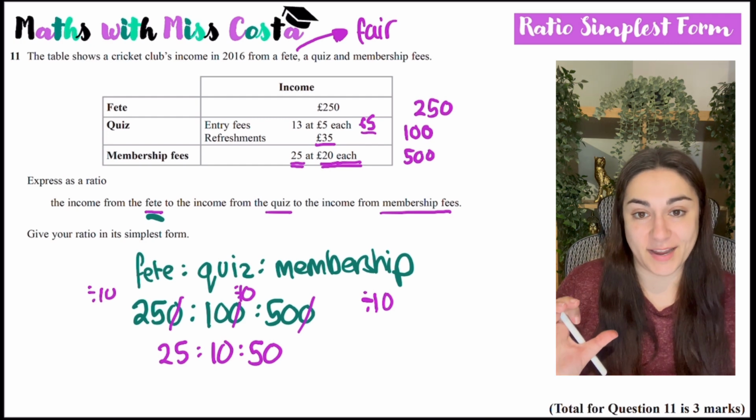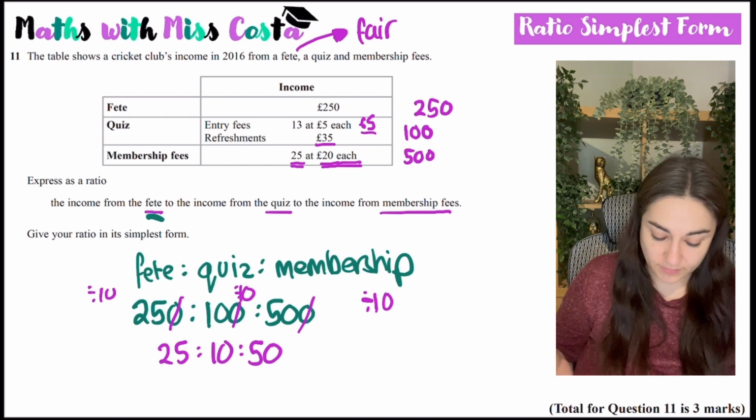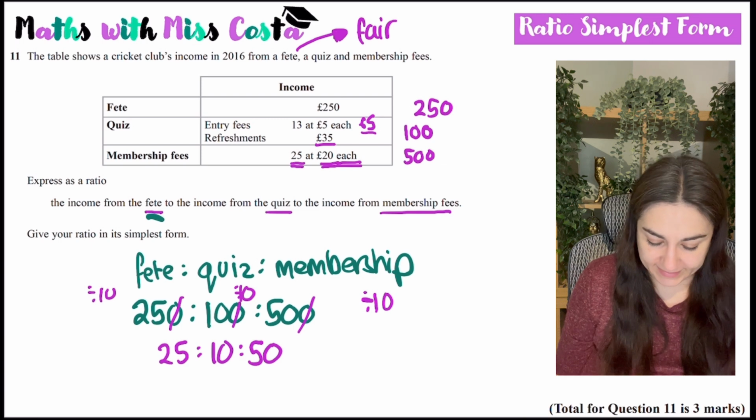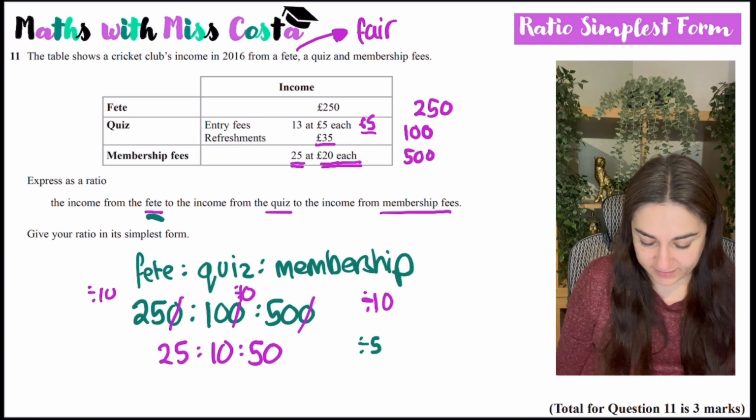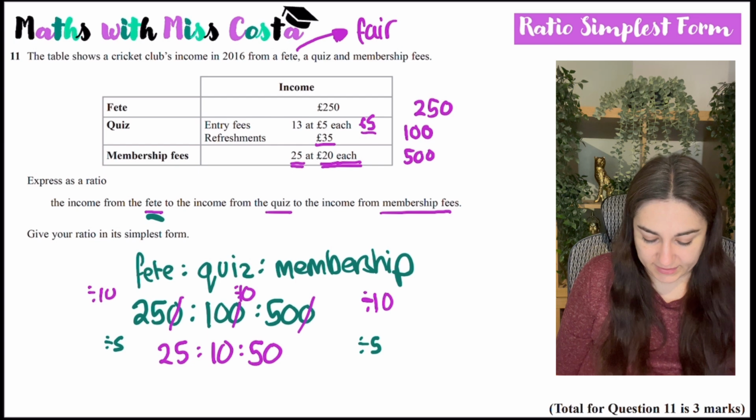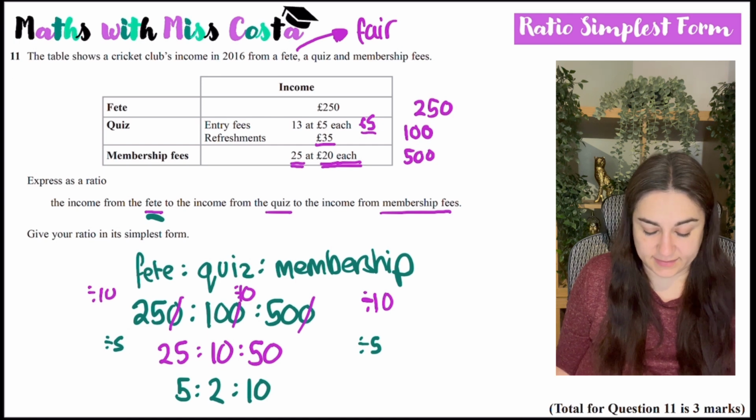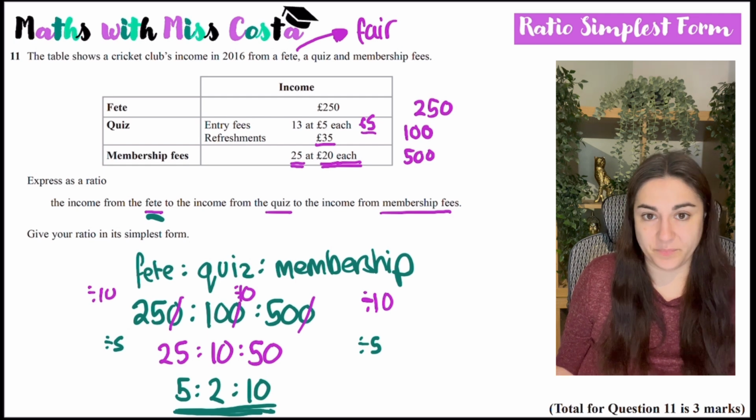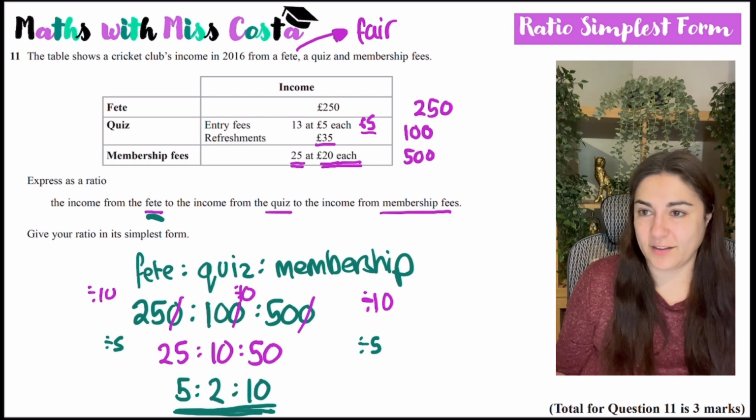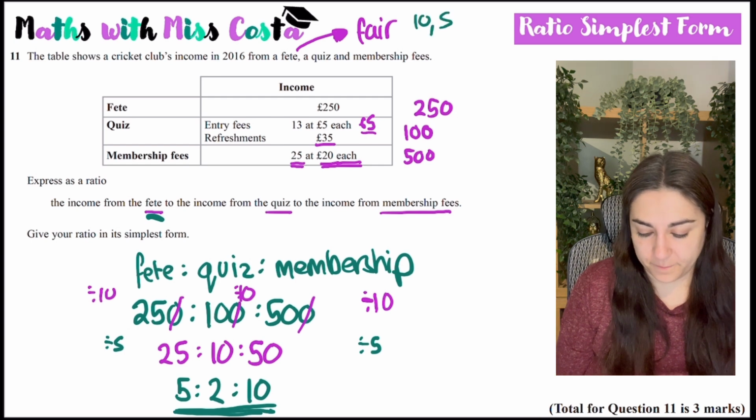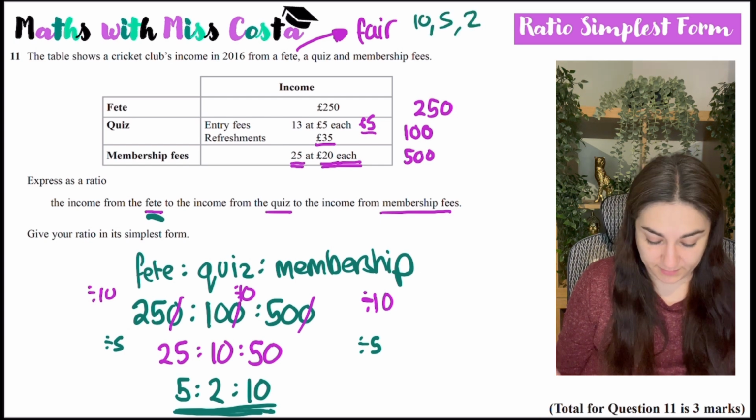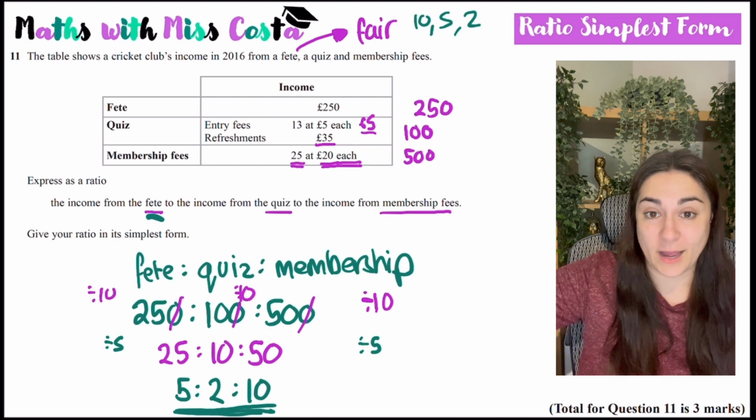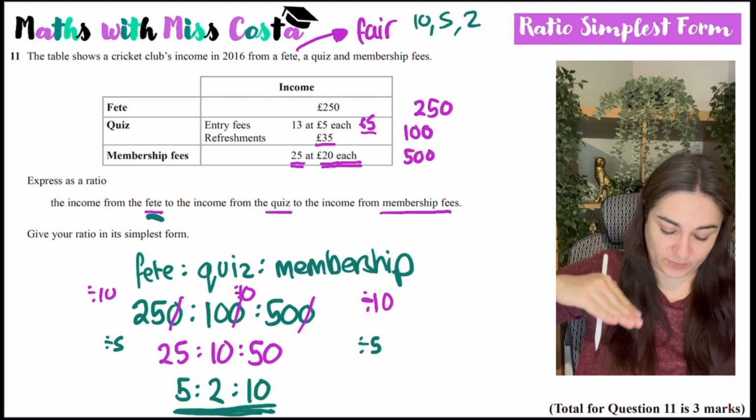And also when you're simplifying, you don't want to have decimals. That's why I couldn't divide by 100. So now let's think, does any other number go into this? I could divide by 5 as well. So 25 divided by 5 is 5, 10 divided by 5 is 2, and 50 divided by 5 is 10. And I can't simplify it any further, so the ratio in its simplest form would be 5 to 2 to 10. I'd always say when you're simplifying a ratio, start with a nice number like 10, 5, 2. If you tried simplifying it by 2, you could keep going. It doesn't matter how many times you simplify it, as long as you get there in the end.